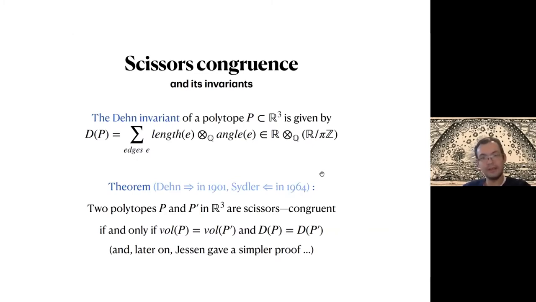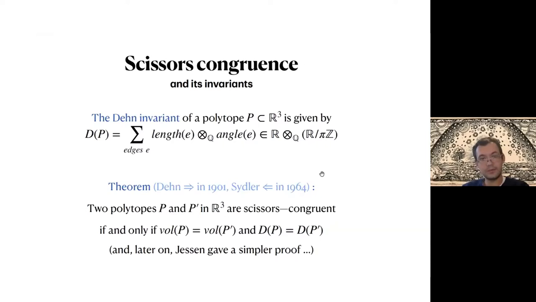Roughly speaking, it measures the rationality between edge lengths and angles. But frankly speaking, I still don't have a really good intuition that would tell you what that is. Well, the tensor product is already pretty scary. If you look at this, you may realize, because the tensor is over the rationals, that if your polytope has all rational angles, then the Dehn invariant is zero. But the regular tetrahedron has a non-vanishing Dehn invariant, so it is not scissors congruent to a cube.